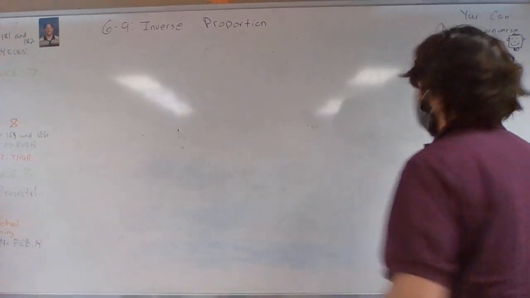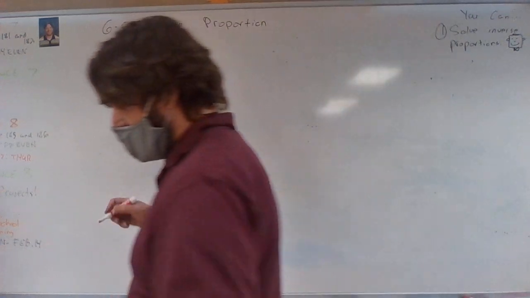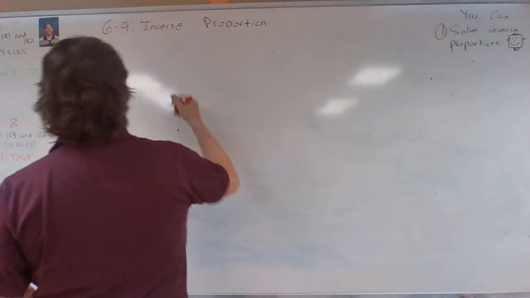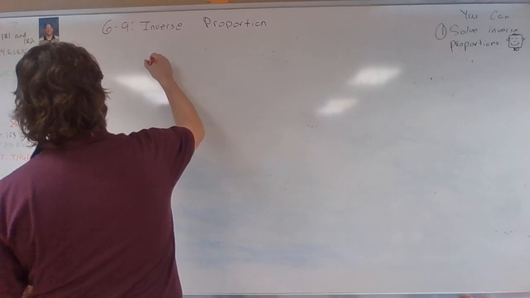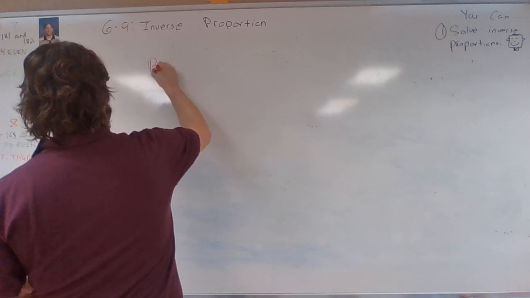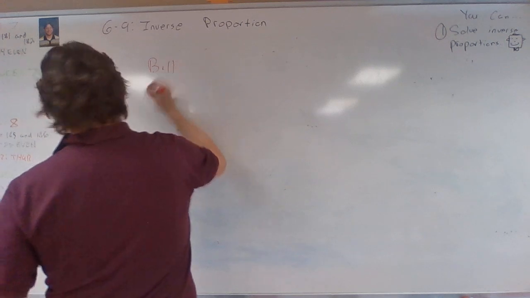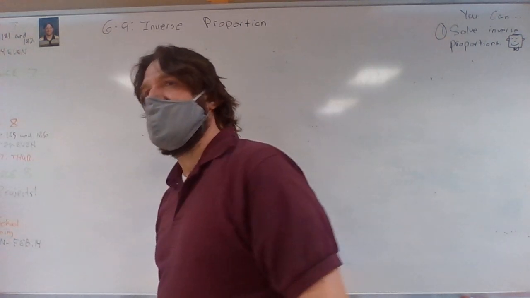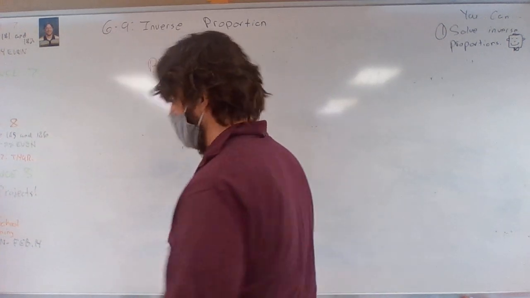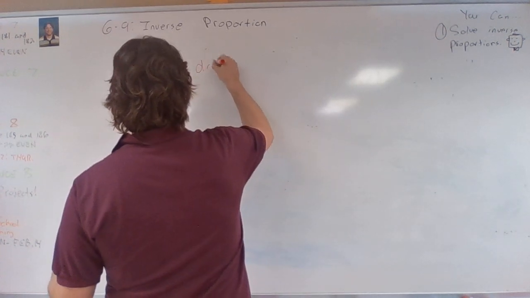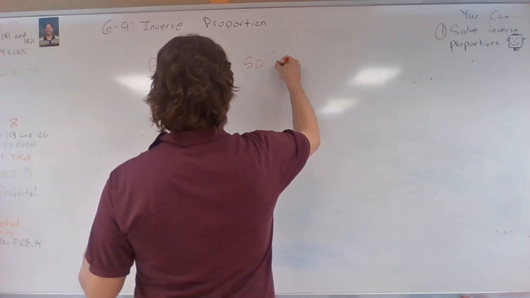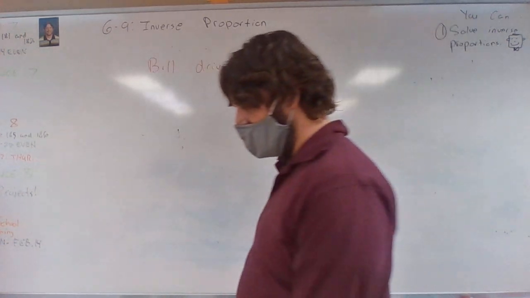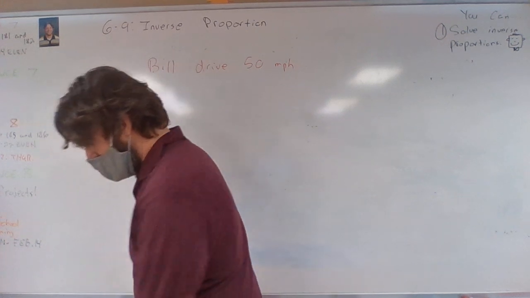Messy board. Okay. All right, we'll say Bill. Bill's in his car. Bill drives 50 miles per hour. Okay?